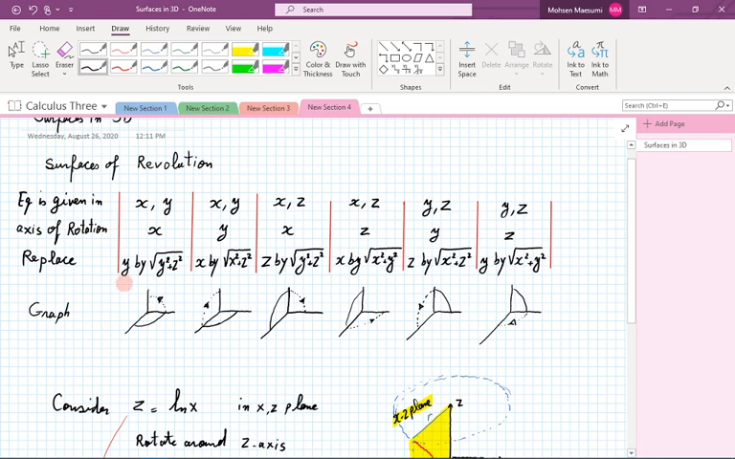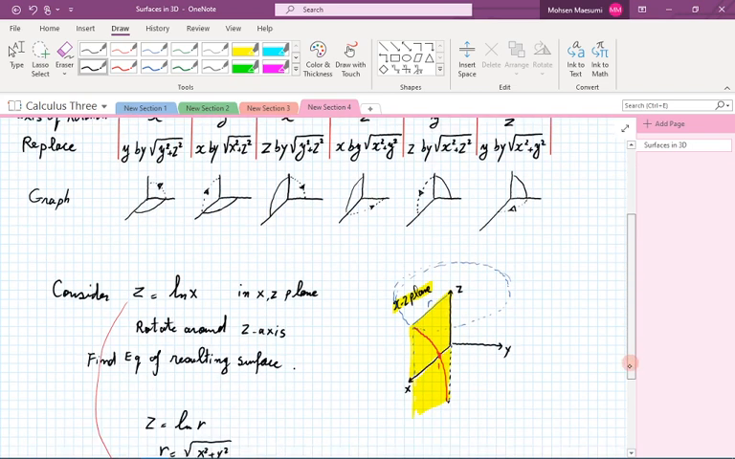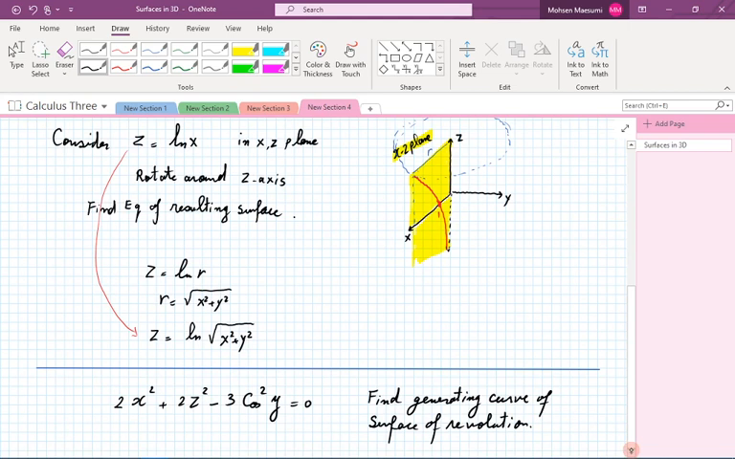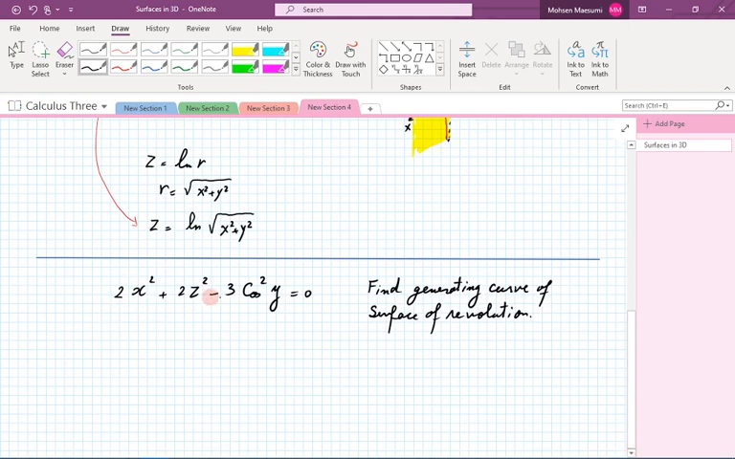So let's go ahead and do that example here. To see it clearly, let me factor 2 out of this. You see that x squared plus z squared show up, minus 3 something else.